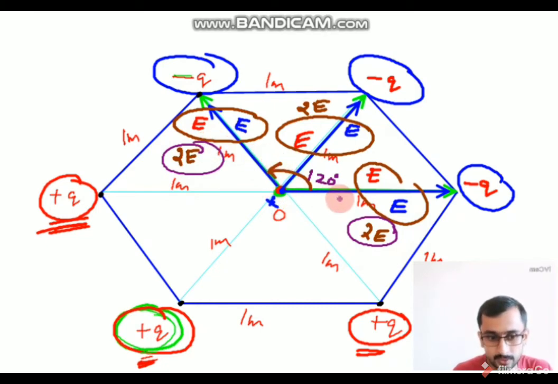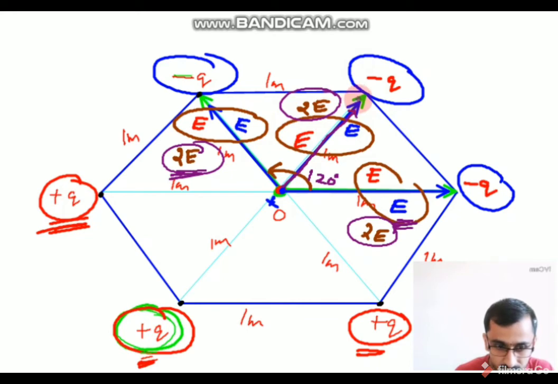Okay, so two vectors are acting at 120 degrees. You can calculate the resultant of those two vectors, and the resultant will be along the diagonal of the parallelogram. That means the resultant of this 2E and this 2E will act along this direction itself, and in that direction already one vector is acting. What is that vector? 2E. So 2E is acting along this direction. Along with that, the resultant of these two vectors will also act along the same direction, right?